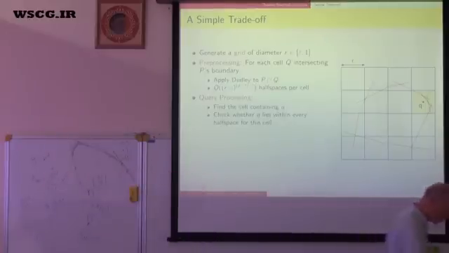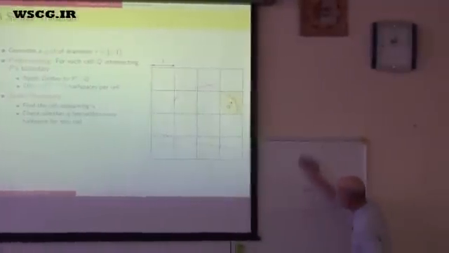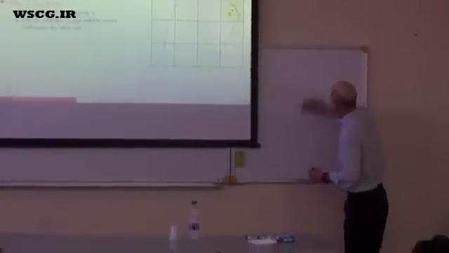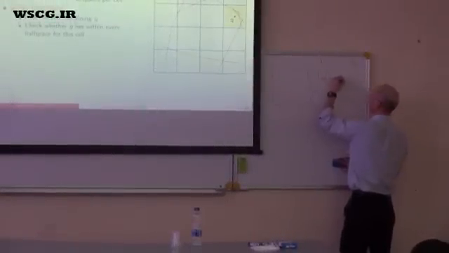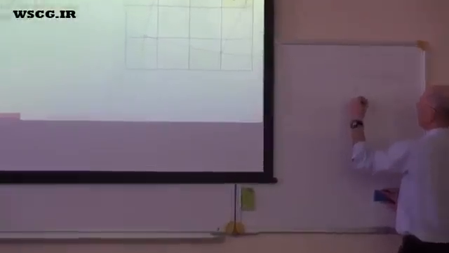So again, the two extremes will look something like this. At one extreme, right, so by the way, this is going to be low space, high query time.